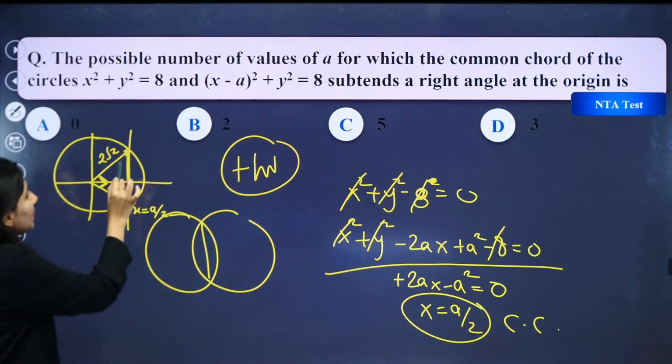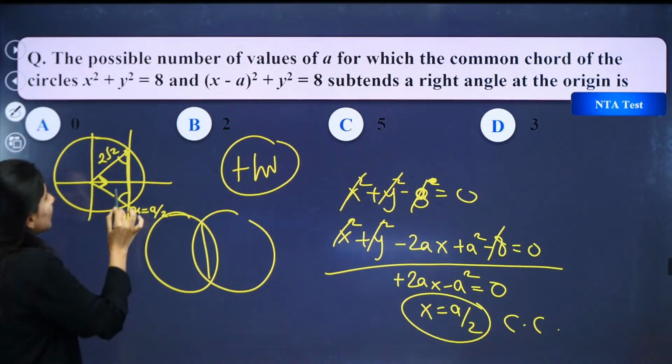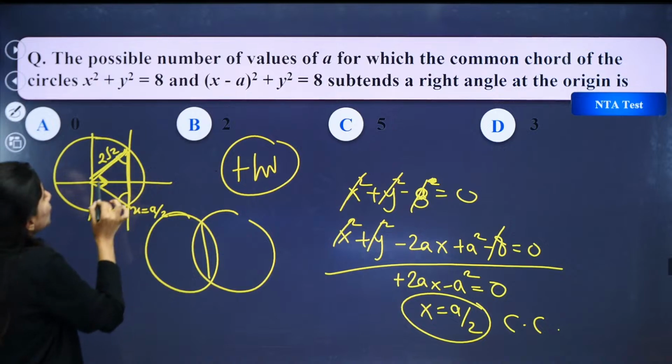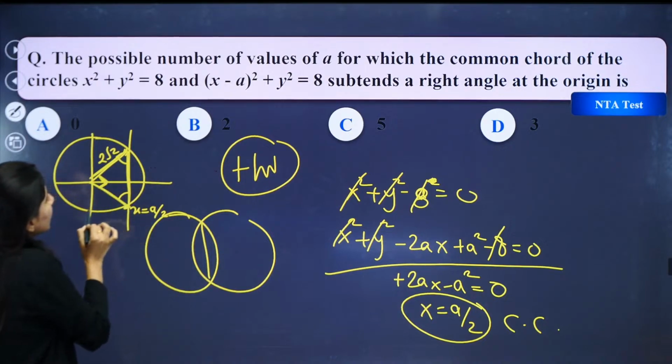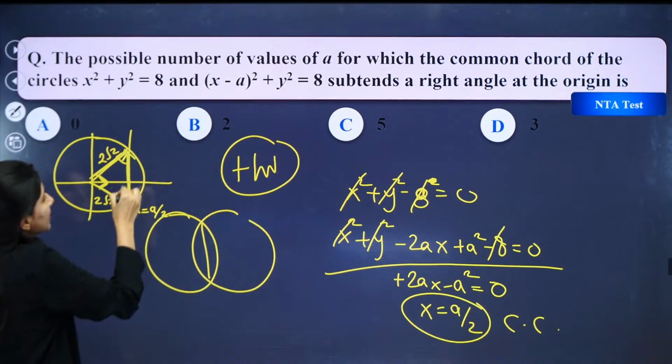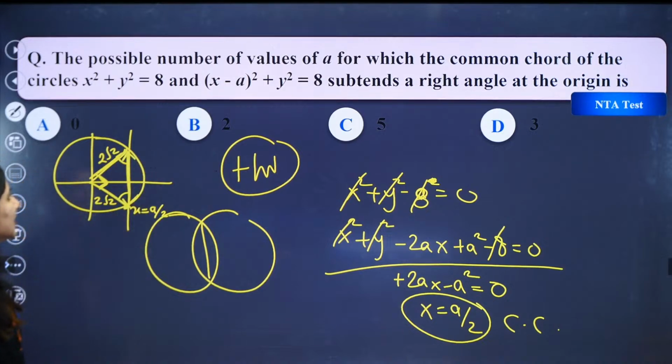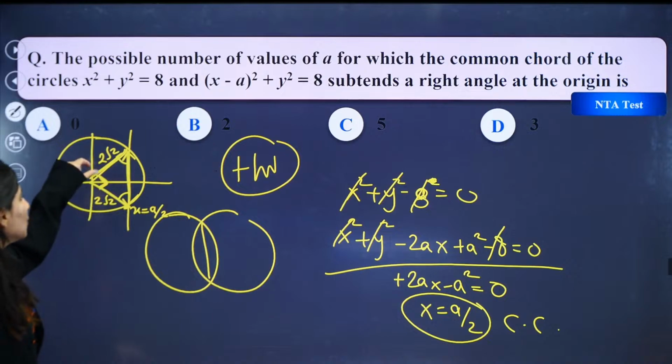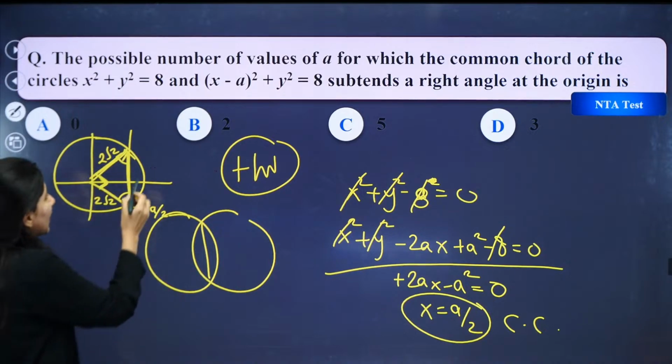So this angle will be 45 degrees. This will also be 45 degrees. So this is 2 root 2, this is also 2 root 2, and this is 90 degrees. Can you calculate this? This can be easily calculated. So with 2 root 2 and 2 root 2, can you see that this length would actually be 4?